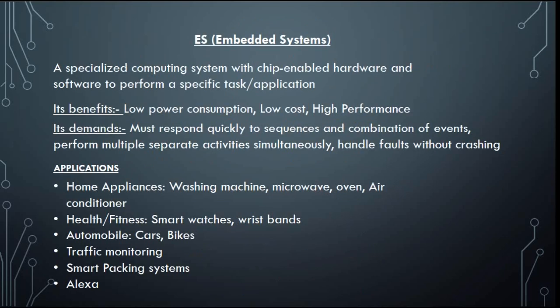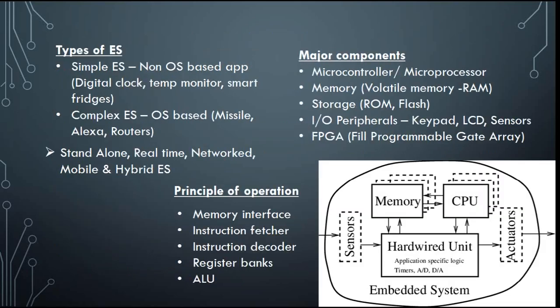So, an embedded system is a specialized computing system with chip-enabled hardware and software to perform a specific task or application. It has some benefits, which are lower power consumption, low cost, high performance, and its applications are everywhere. For example, in cars, in washing machines, and microwaves.